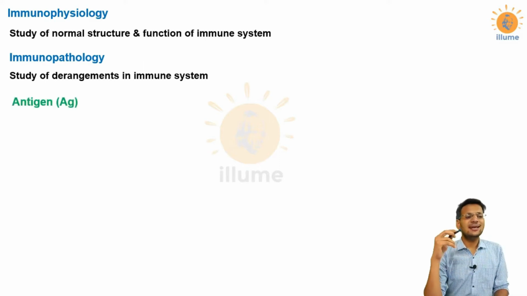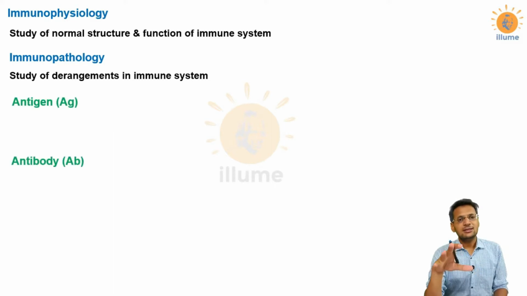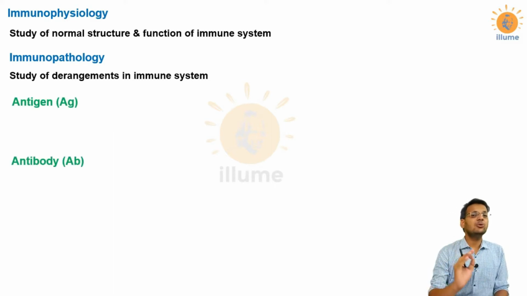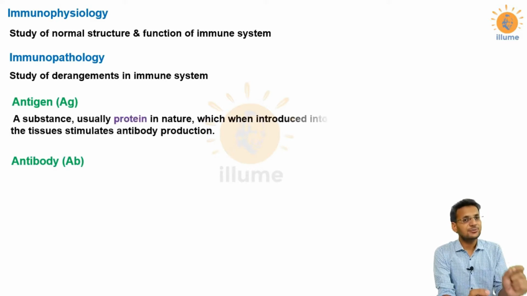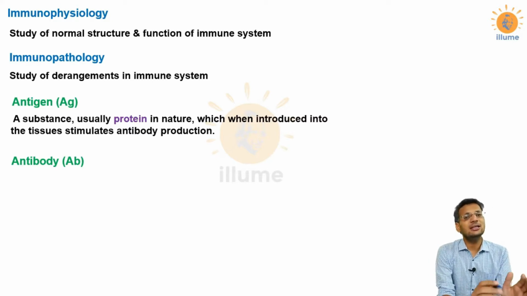Now the next two words are antigens and antibodies. See, what is an antigen? Antigen is mostly a protein, and it is that substance which helps in the production of antibodies when it enters your tissue. Any substance which, when it enters your tissue, stimulates the formation of antibodies is called an antigen. Remember, most of the antigens are proteins.